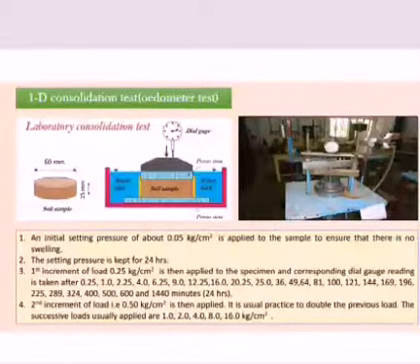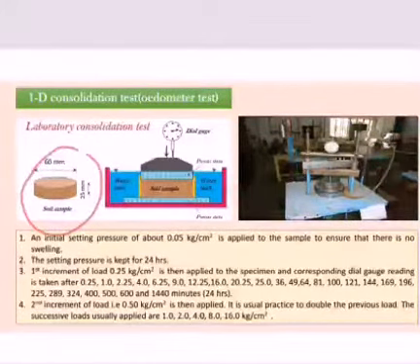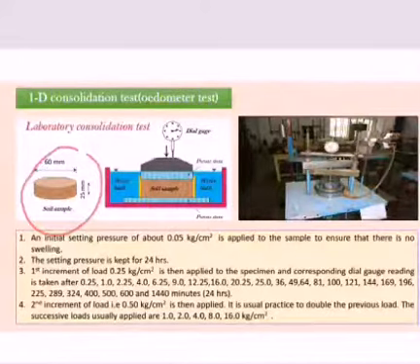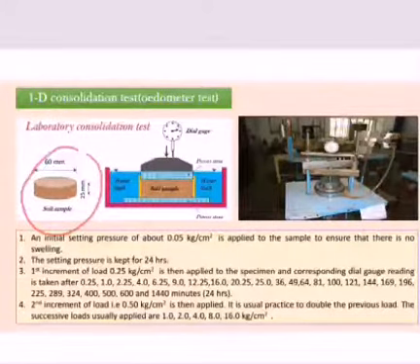Now, this is the specimen of the consolidation test. Here, the specimen size is like this. 60 mm is the diameter of the specimen, and 25 mm is the height of the specimen. This soil sample is prepared in an O-ring, where the size of the O-ring is similar to the soil sample. That is, the diameter is 60 mm and the height is 25 mm.